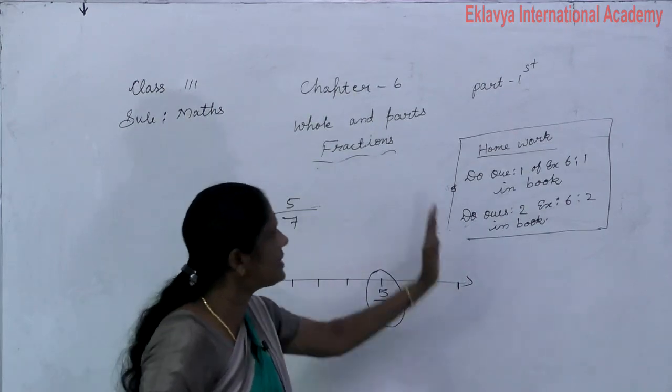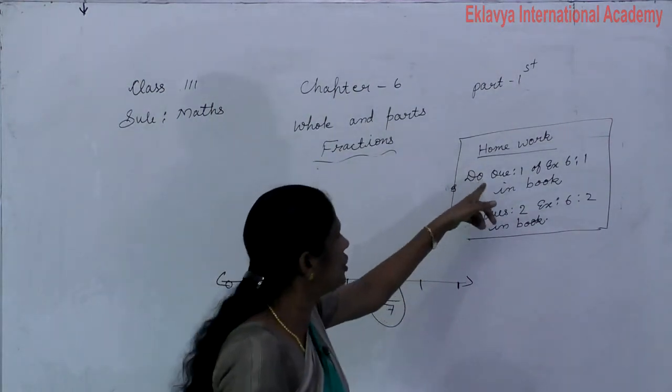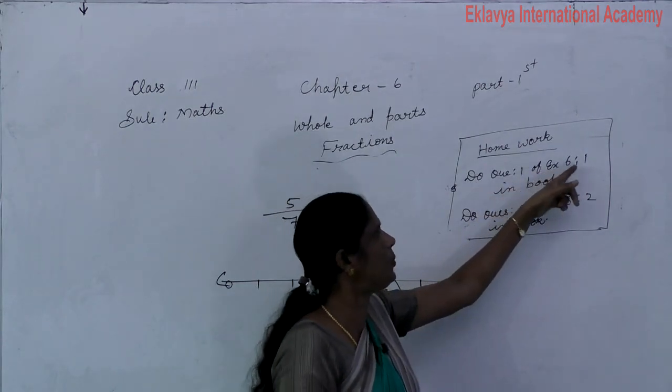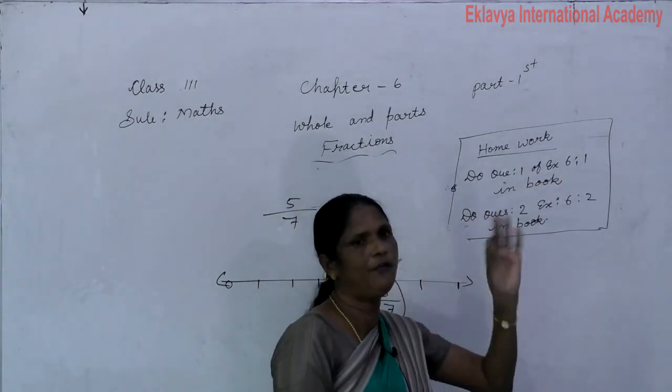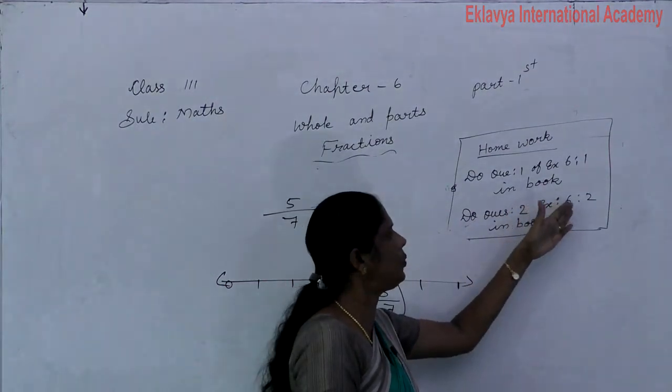Okay. I give some homework for you. You do it in the book. Do question 1 of exercise 6.1 in the book. This is on fraction coloring, also this. Do question 2 of exercise 6.2 in the book.